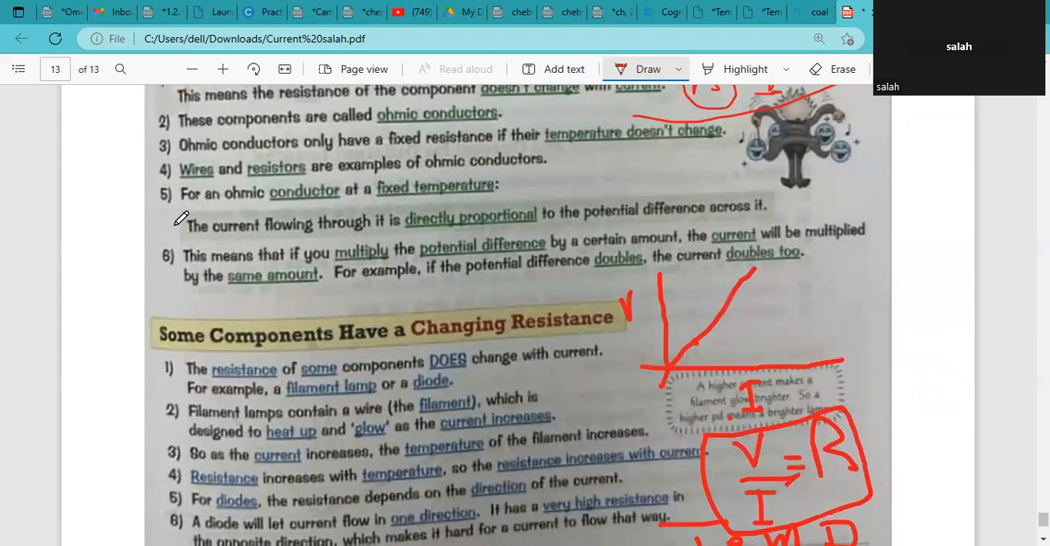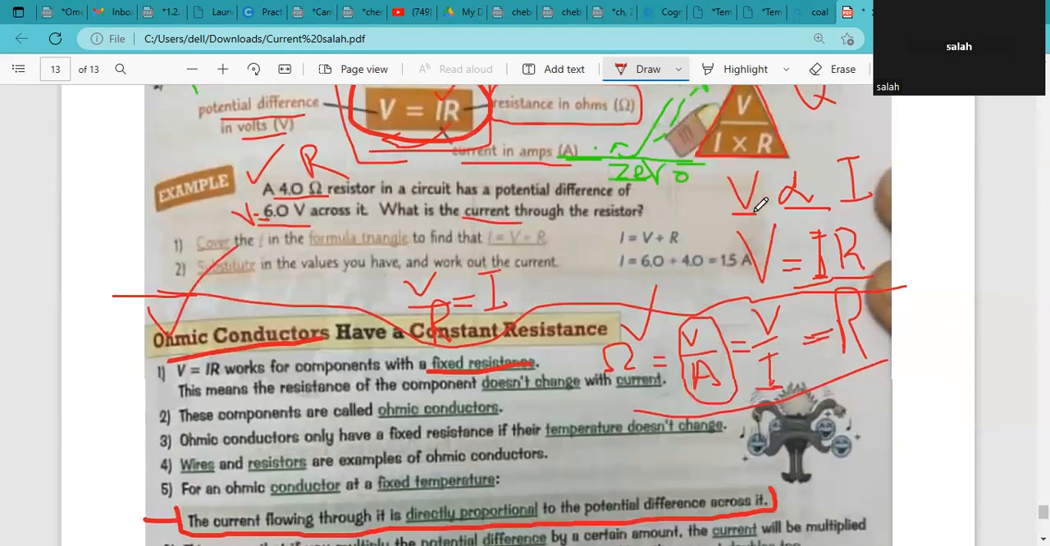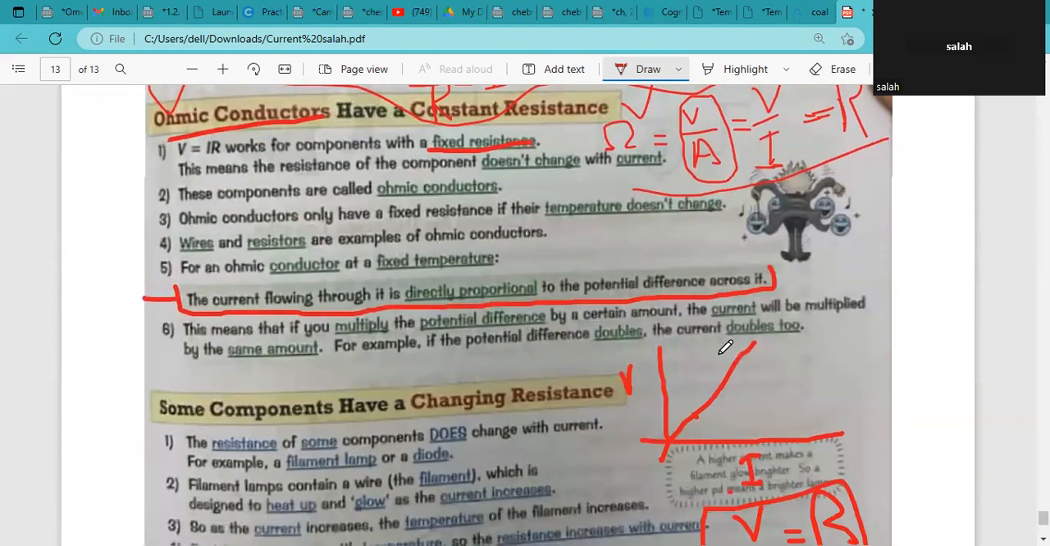Okay. So for that, we follow this rule which I told you. Read it. The current flowing through it is directly proportional to the potential difference across it. That is for ohmic devices, which has constant resistance and has fixed temperature.